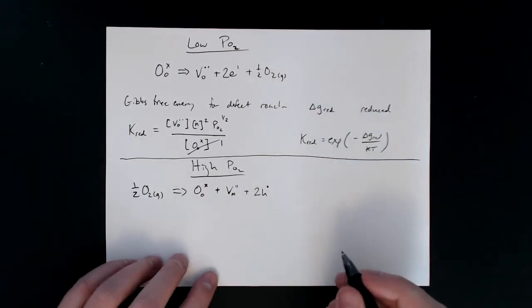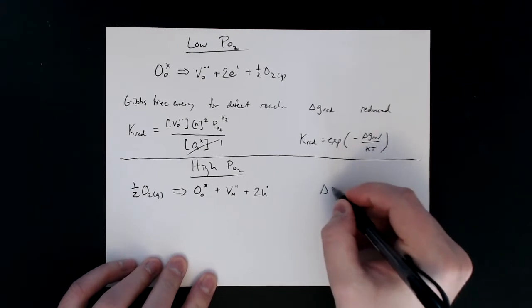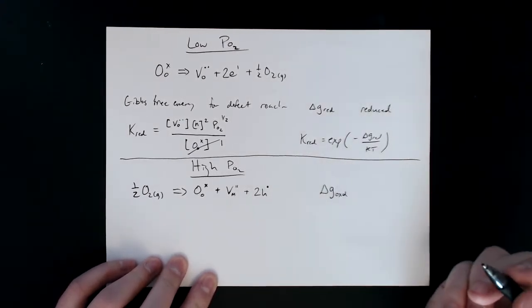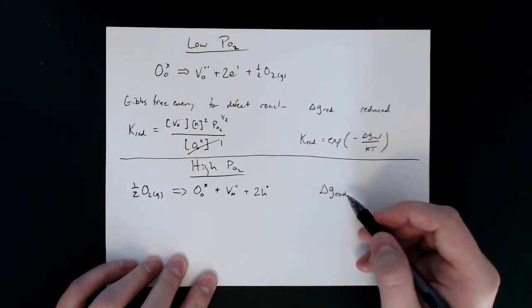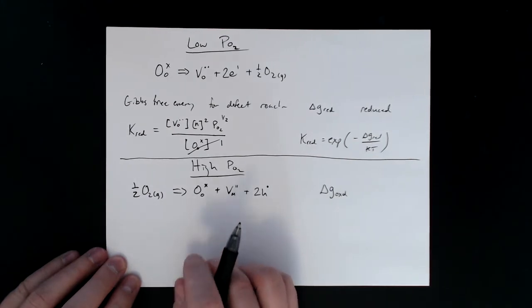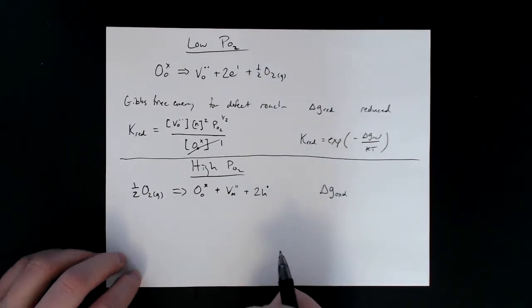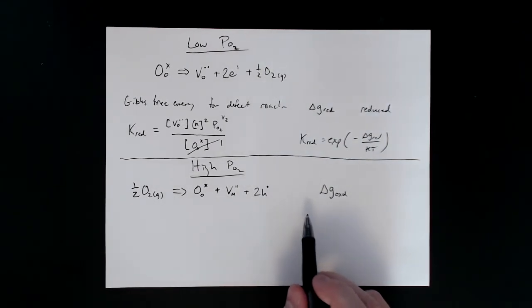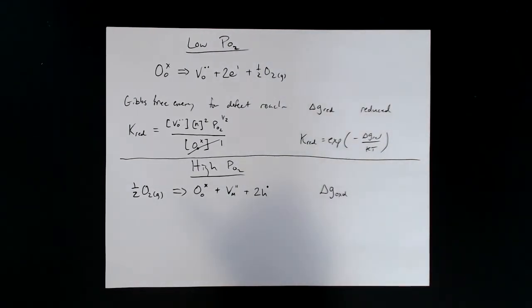And so just like the other reaction, we can look at the Gibbs free energy, and we're going to call this ΔG_ox, for oxidation, because the oxide is being oxidized. And so at this point, we have this reaction now, and we're going to go back to the slide for a second, and we're going to look at another quiz question.